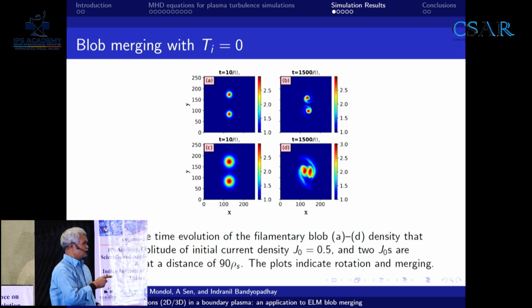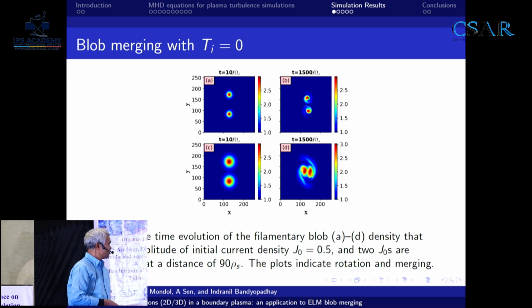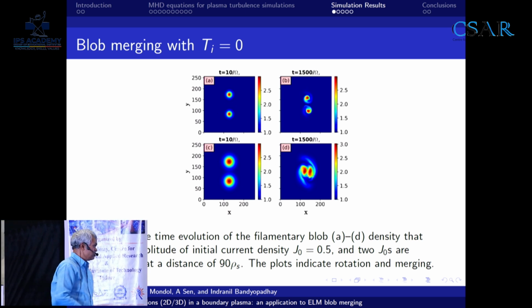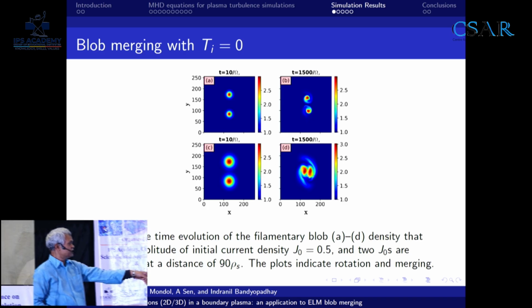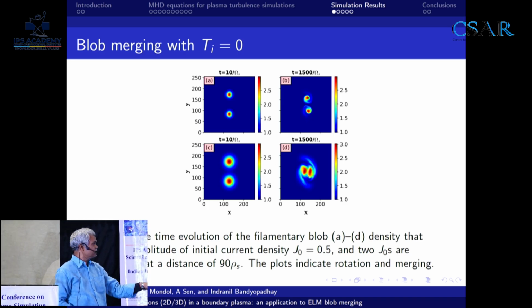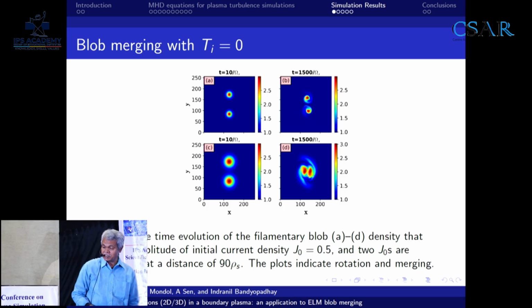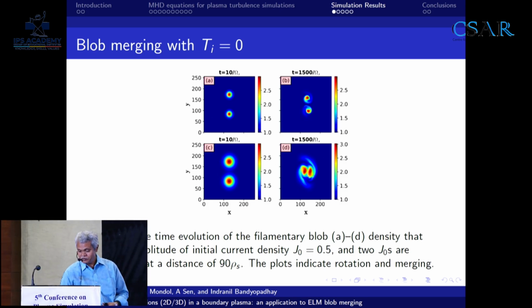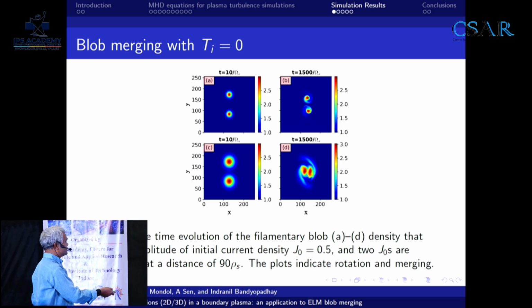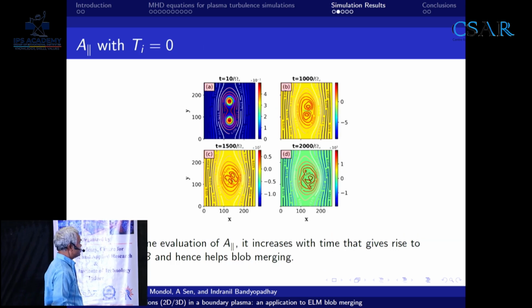In the presence, whenever they are in large number, they get a scope to interact in this electromagnetic way. And the initial current density we took is 0.5. This 0.5 means around 1 mega ampere per meter square. It is normalized. So it is a huge amount of current in each blob, and they interact and almost come close to each other, and this is a merging phenomenon.